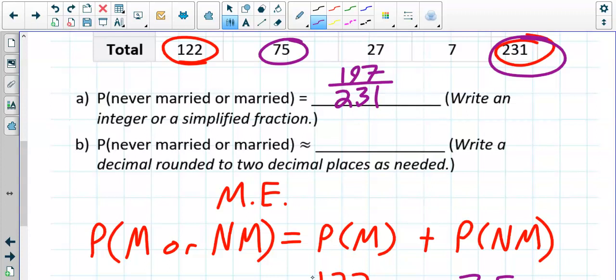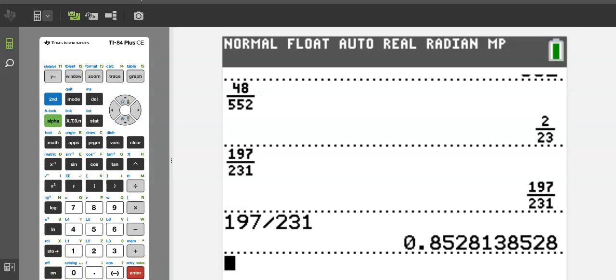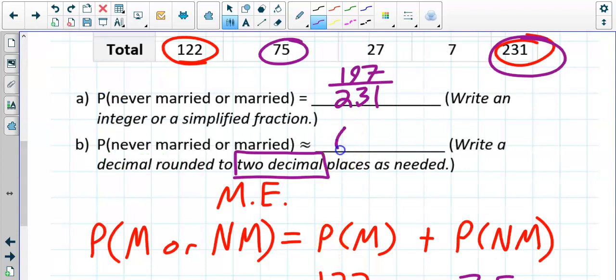Now they want the decimal. Again, it says to 2 decimal places. So we go into our calculator and we need to divide these two now. So 197 divided by 231. So 2 decimal places would be the 5 right here. And what's the 2 say? The 2 says, hey 5, stay cool. So we got 0.85. And there you go.